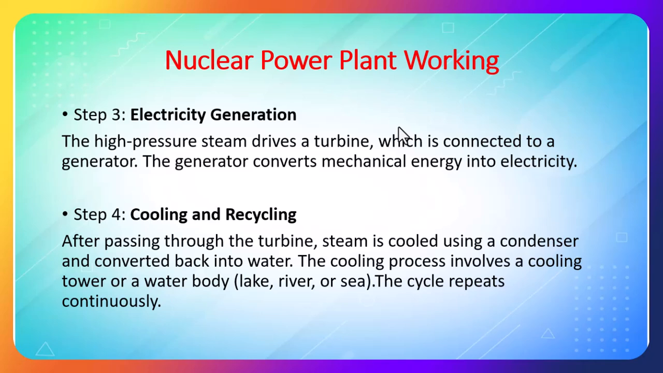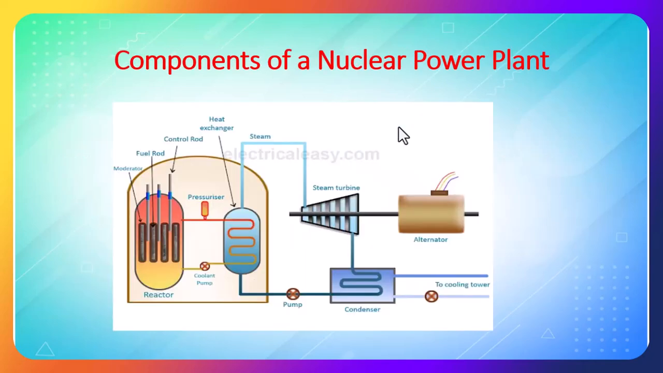After passing through the turbine, steam is cooled using a condenser and converted back into water. In some cases I could leave the steam outside and again take new water, but since it is a nuclear power plant, there is a chance of nuclear radiation in the entire setup, so we will go only for closed loop water. So we will go for cooling and then recycling, and then use the same water again for your power generation process.